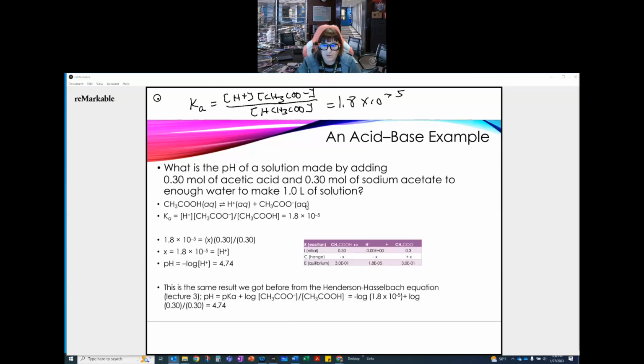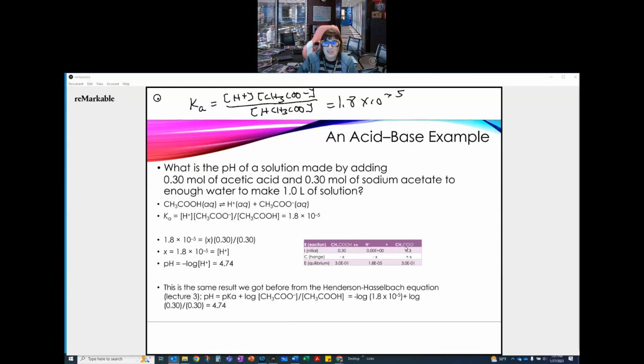So when we set this up for our RICE table, we have that equilibrium right here. We know that initially we have 0.3 moles of acetic acid, so that goes in this first column. We don't have any H that we're talking about initially, but we do have 0.3 moles of the acetate, so that goes in there as well. We know that our change is still to break down this acid to make the H plus and the CH3COO minus. And just a note for you guys, just in case you haven't noticed this. Whenever I set these RICE tables up, whatever I have as my reactant is negative, and whatever I have as product is positive. Now, that may not always be the case.